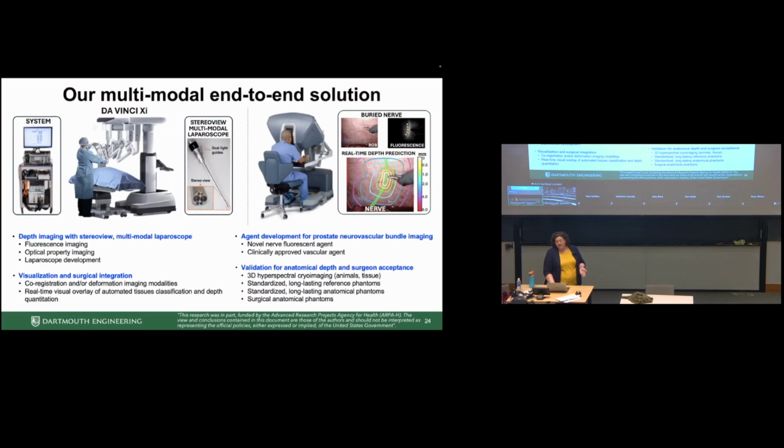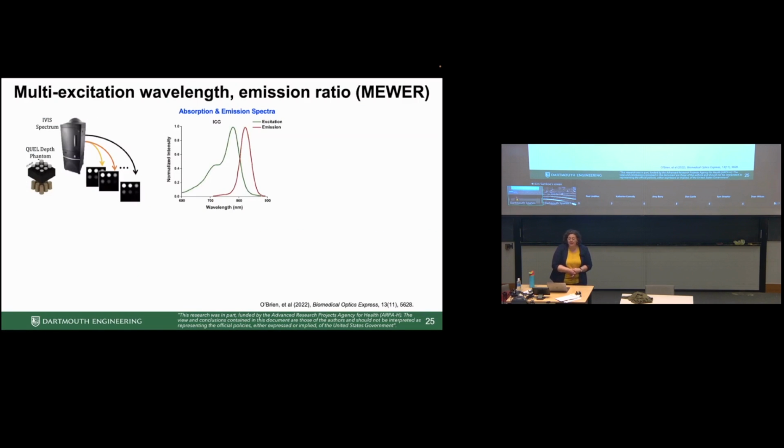I didn't mention this, but there are 6 institutions other than ourselves in this project, so it's quite large. The contribution that my lab is making is through a technique that we call multi-excitation wavelength emission ratio, or MUER. It's a bit of a mouthful, but this is a single agent technique where we're utilizing the depth penetration of the light in a novel way in order to pull out quantitative depth. If you have a fluorescent molecule, you have an excitation spectrum, which is the wavelengths of light that this molecule is going to absorb. And then you have an emission spectrum, which is the wavelengths of light that it emits out.